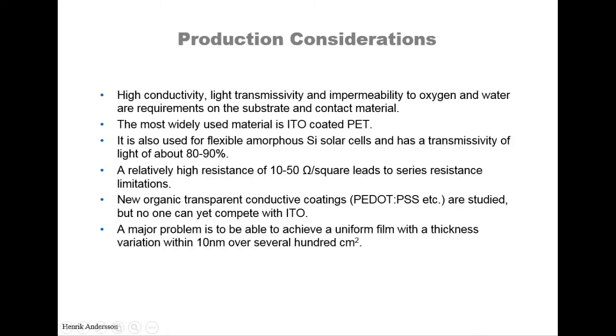Some production considerations of organic solar cells. High conductivity, light transmissivity, and impermeability to oxygen and water are requirements on the substrate and contact material. The most widely used material is ITO-coated PET. It is also used for flexible amorphous silicon solar cells and has a transmissivity of light of about 80 to 90%. A relatively high resistance of 10 to 50 ohms per square leads to serious resistance limitations.